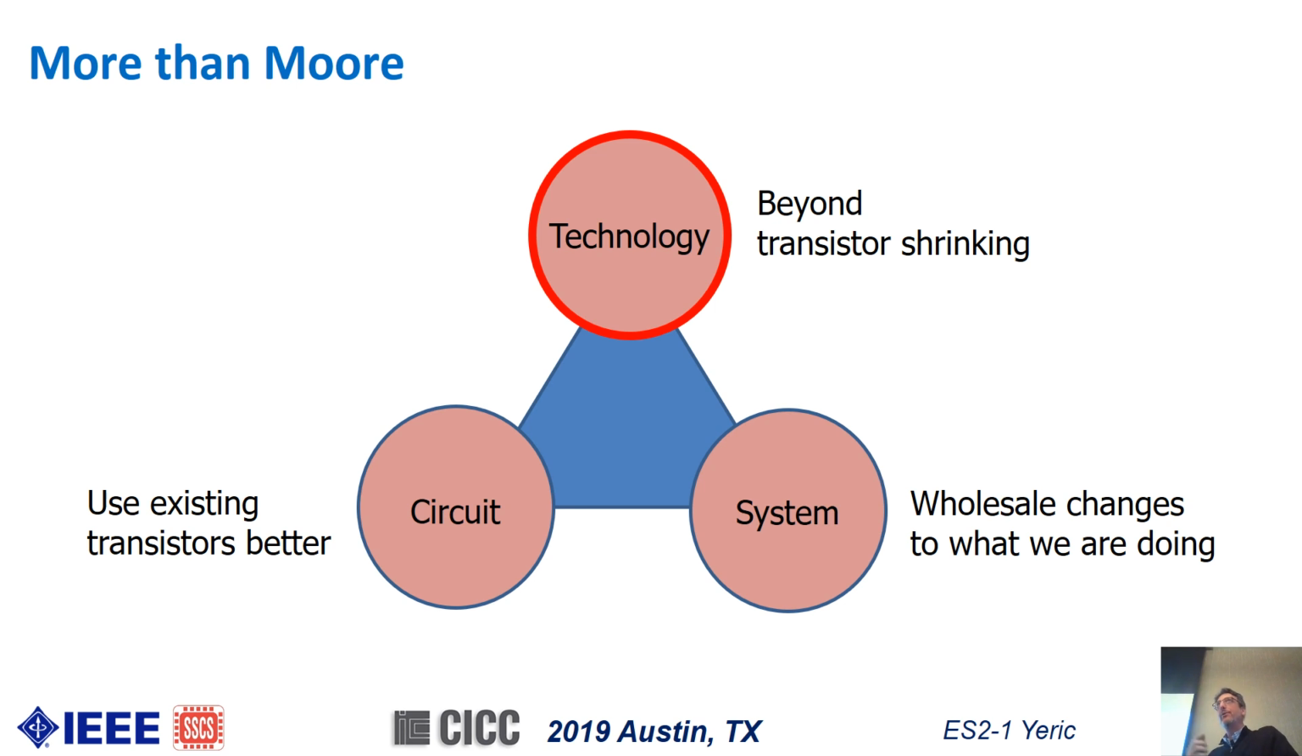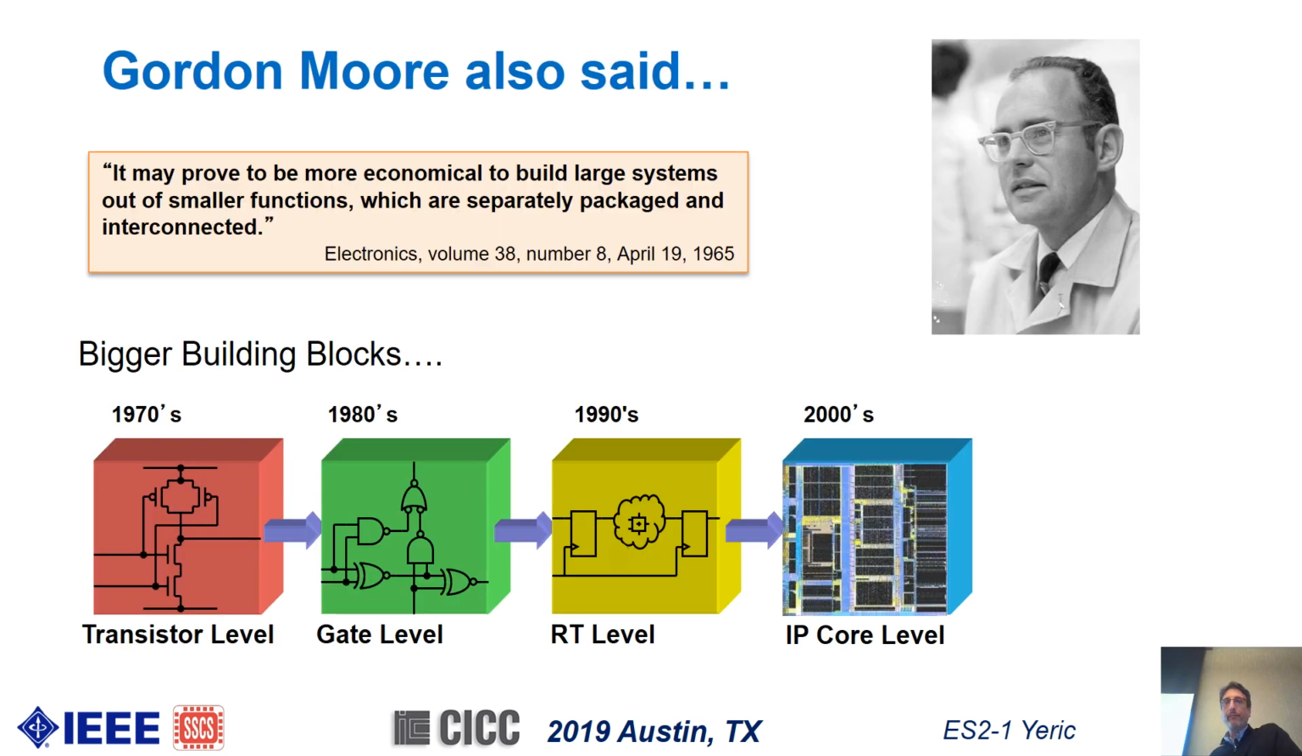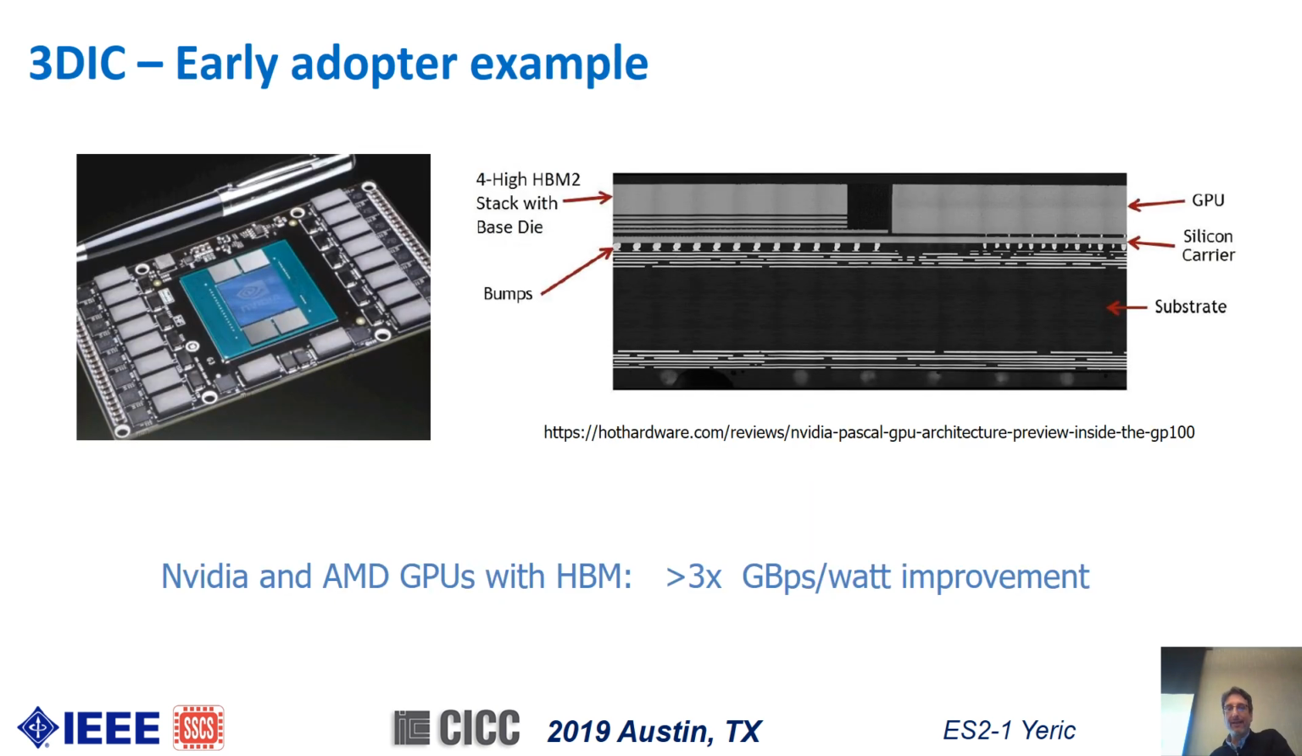So, what do we have in the technology widget bag that is not shrinking transistors? And I'm cheating in a sense here, because my first topic, actually Gordon Moore put in his paper. He has this quote: "It may prove to be more economical to build systems which are separately packaged and interconnected." So he's in 1965 predicting 3D IC, right? 3D IC is a huge area of opportunity for us to do things more efficiently.